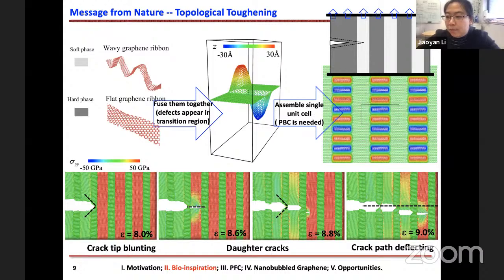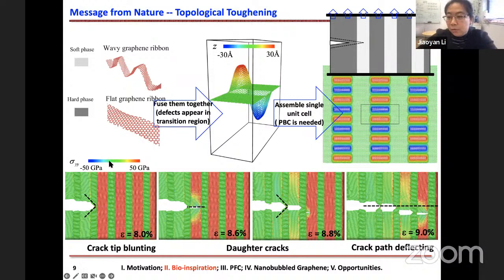And when the crack tip falls into the hard face, then it can propagate more easily. But when the crack tip falls into the soft face, then it might be just trapped over there. So here, we would like to emphasize that the pentagon and heptagon dislocations will appear in the transition area, as you can see from here. So those dislocations can help to compensate the change from the flat surface to the wavy surface.